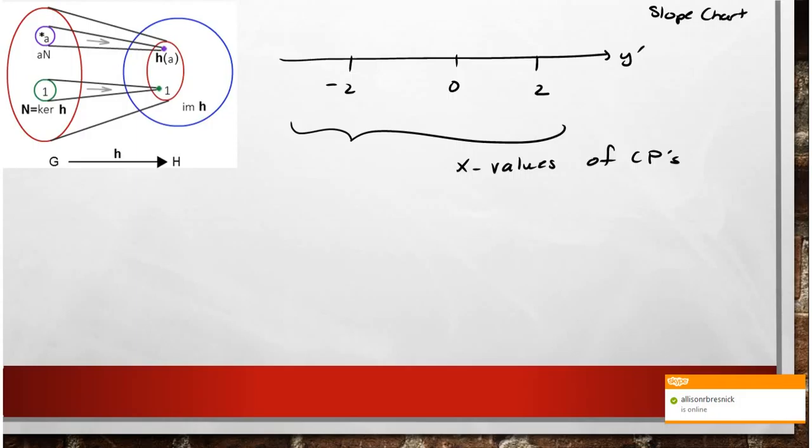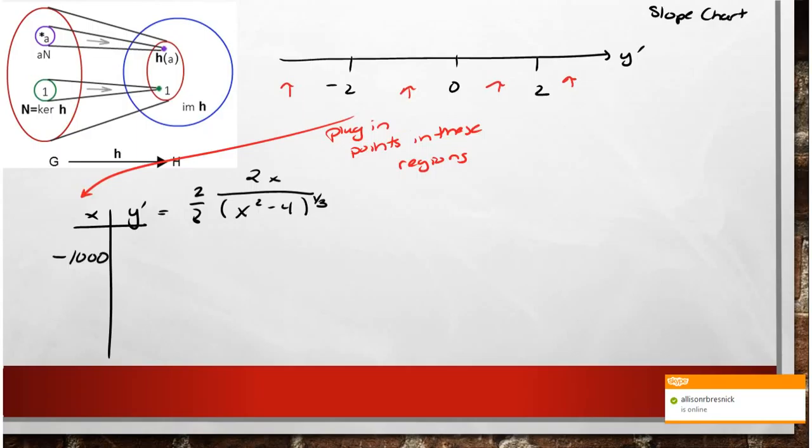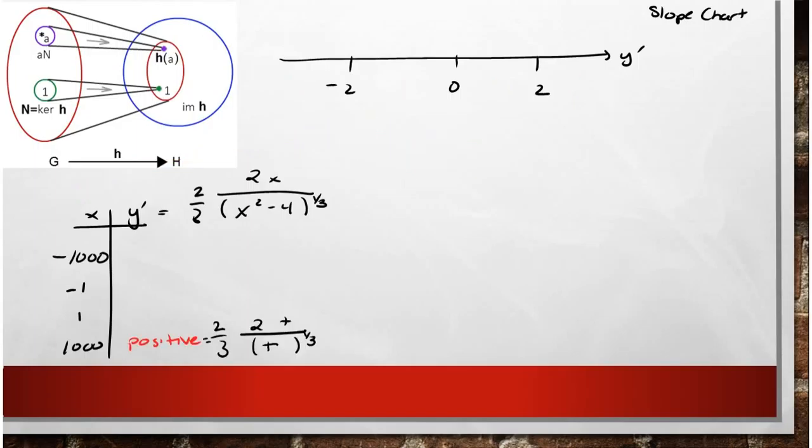And now I need to make the slope chart. And look how hard this is. I have to plug in points, 4 points, in between each one of those regions. It's a pain in the butt. So I plugged in minus 1,000 first because it's so far to the left. I was hoping that I could cheat and find the value. So minus 1 is between minus 2 and 0. 1 is between 0 and 2, and 1,000 is after the value of 2. So I just chose those values.